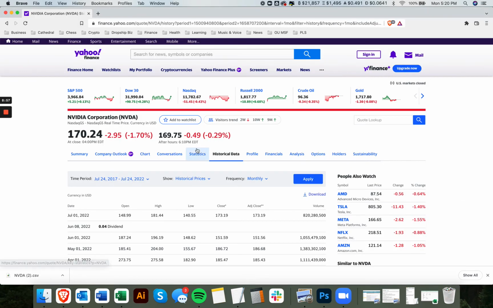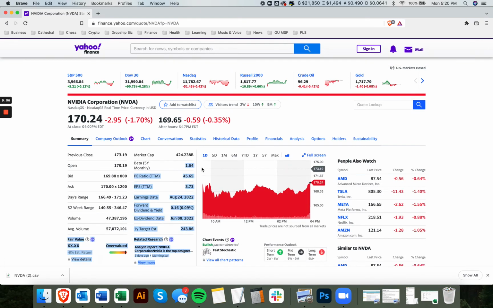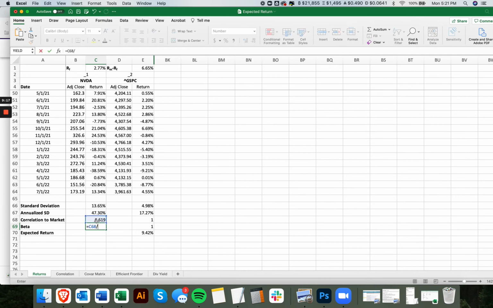So Yahoo Finance calculates the beta for Nvidia at, let's look at this, 1.64. And that's the 5-year monthly beta, which is what we're after. So our number should be pretty close. The formula for beta is we take the correlation multiplied by the annualized standard deviation of our stock divided by the market, and we get 1.696. So we're pretty close. All things given, that's a fairly accurate assessment.